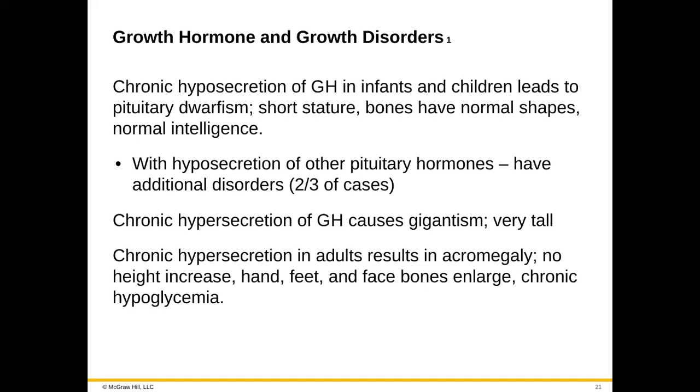So chronic hypersecretion of growth hormone is going to lead to gigantism, which means that you're going to end up being extremely tall. If you have lots of growth hormone, you're going to continue building on the bones and continue building the muscles. You're going to end up being extremely tall, and I'll have an image to show you in a second to demonstrate that. And then chronic hypersecretion in adults can lead to what's known as acromegaly. And this is when there's not necessarily a height increase, but you're going to have enlargement of the hands, the feet, and face bones, and chronic hypoglycemia.